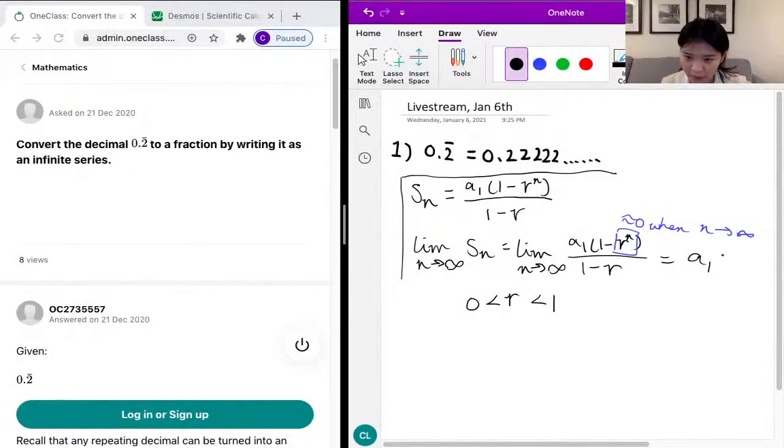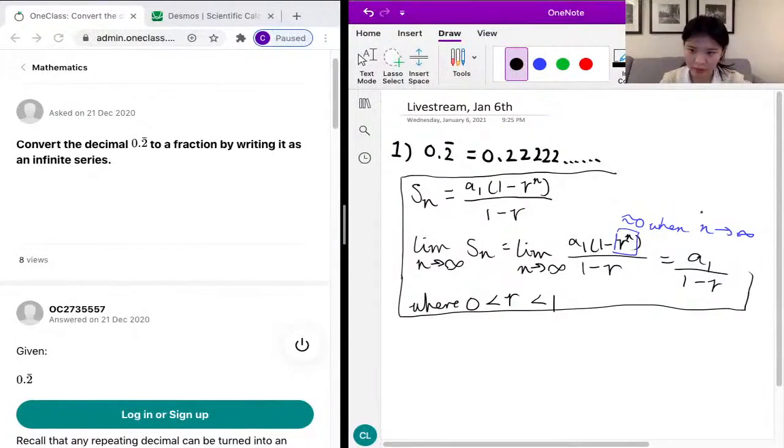So we can simplify this expression to A1 times 1, which is just A1, over 1 minus R, where R is the next term in the geometric series divided by the previous term, and R is between 0 and 1. This is an extra piece of knowledge that we need to know about geometric series. Now, let's write 0.2222 in the form of a geometric series. How do we do that?